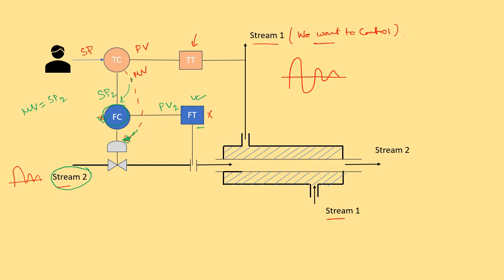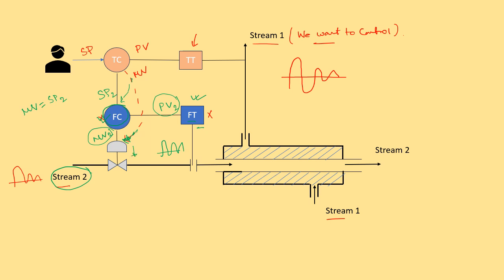And the output of this particular FC will be MV2, and this MV2 will go to this valve, right? So now if there is any fluctuation in the flow in stream 2, what will happen? It will quickly get captured by this FT, and this FT will then send the signal to the FC. Now there might be no change in the SP2, but due to the change in the PV2, the MV2 will change, and that will correct this particular flow immediately.